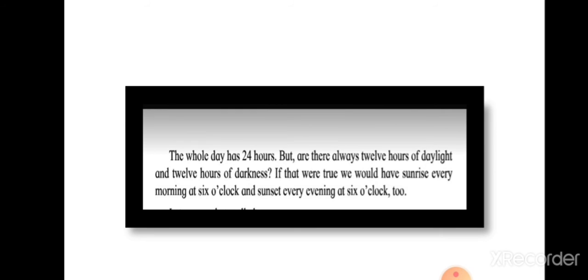The whole day has 24 hours, but are there always 12 hours of daylight and 12 hours of darkness? If that were true, we would have sunrise every morning at 6 o'clock and sunset every evening at 6 o'clock too.